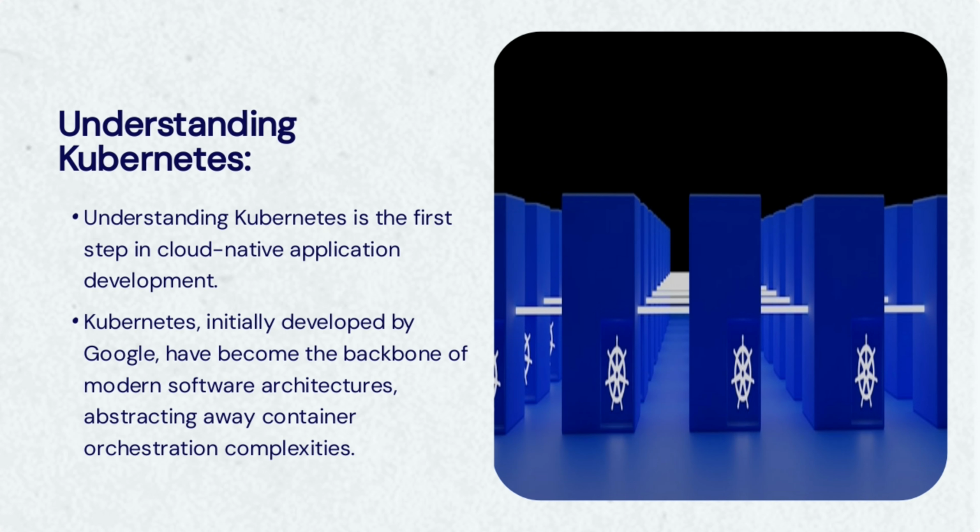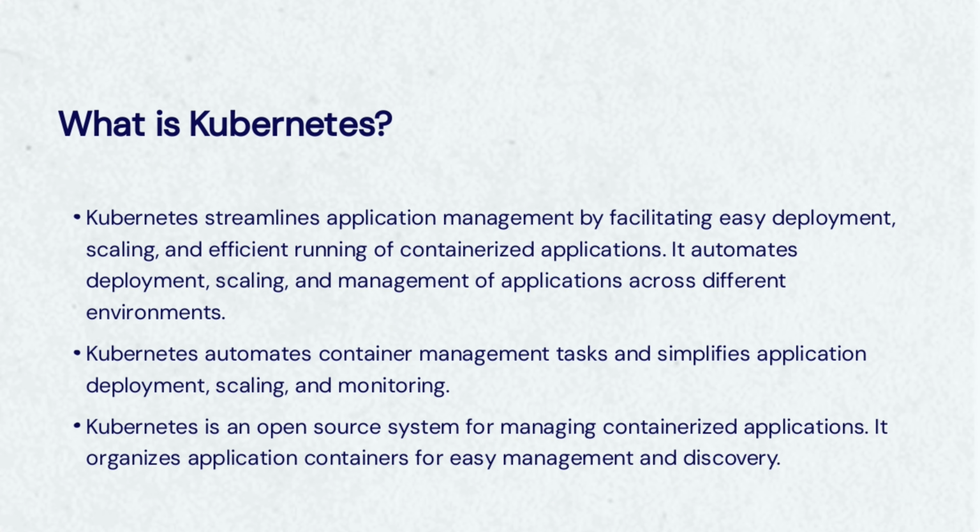Kubernetes, initially developed by Google, has become the backbone of modern software architectures, abstracting away container orchestration complexities. Kubernetes streamlines application management by facilitating easy deployment, scaling, and efficient running of containerized applications. It automates deployment, scaling, and management of applications across different environments. Kubernetes automates container management tasks and simplifies application deployment, scaling, and monitoring.